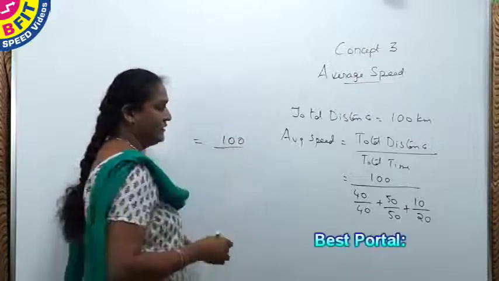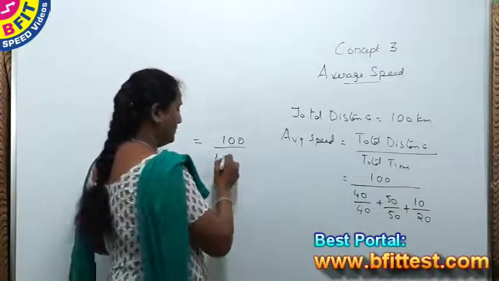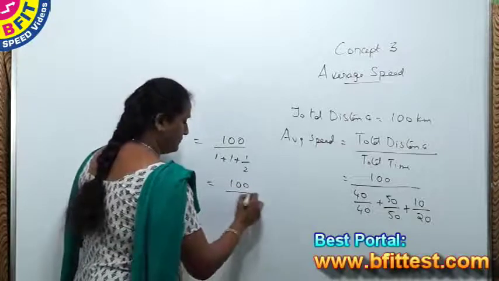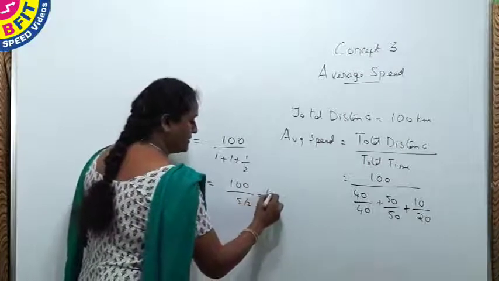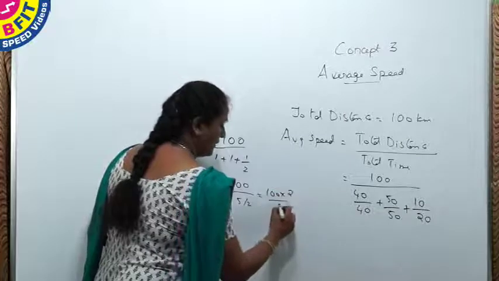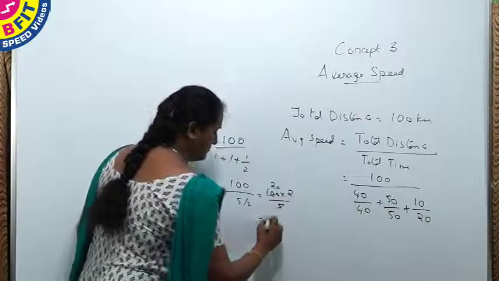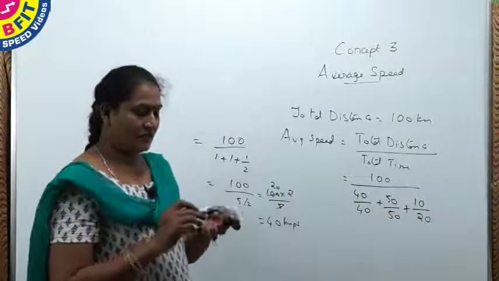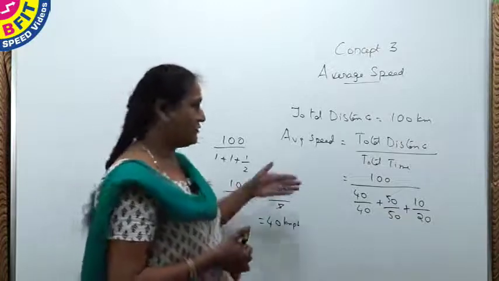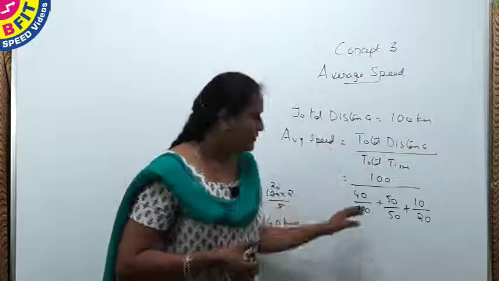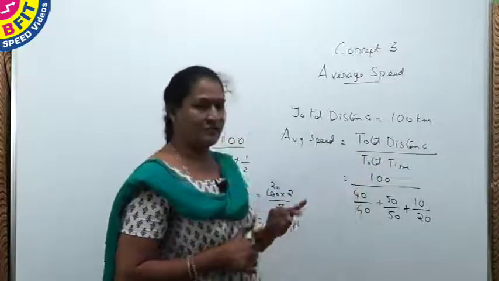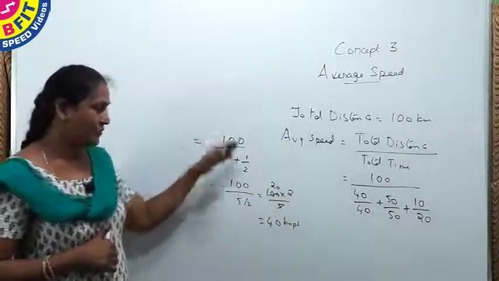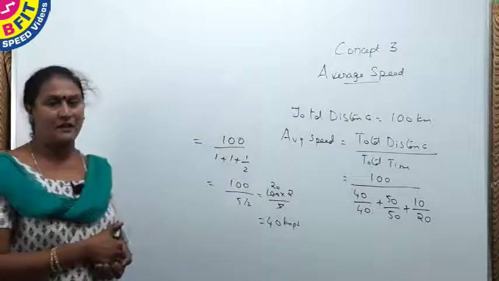So total distance 100. 40 by 40 is 1, plus 1, and a half. Adding all this you get 5 by 2, which is equal to 100 into 2 by 5. Here distance was given in percentage, so we assume that total distance is 100 and we have worked it out. When you assume 100 as the distance when percentage is given, you can easily work it out, and you get the average speed as 40 kilometers per hour.